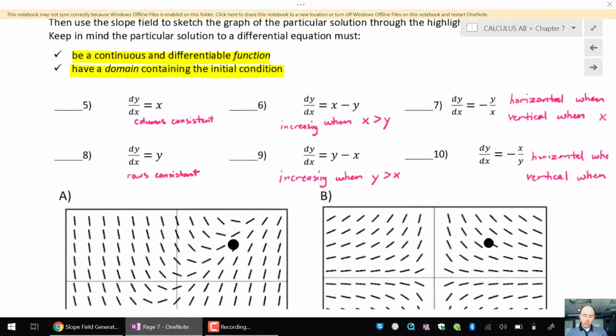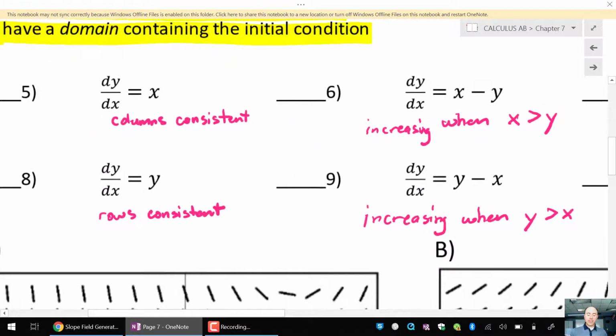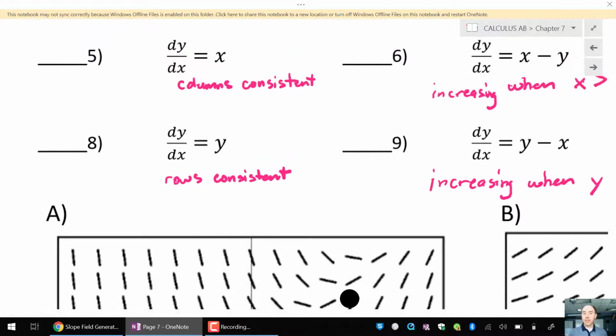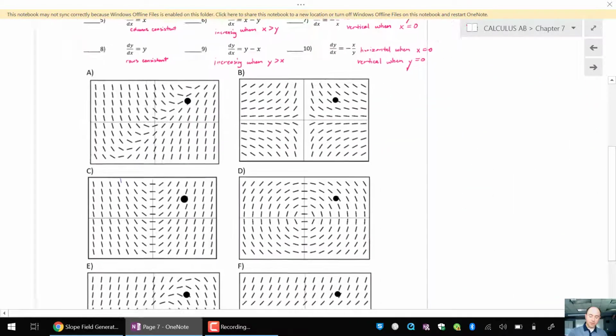So I put some notes down here for each one of these. Notice that in the first one, number 5, dy dx is equal to simply x. Well, if that's true, then the columns along the slope field will all remain consistent, because that dy dx value does not depend on y. So all of the columns will be the same. Let's see if I can find where that happens in these 6 pictures down below.